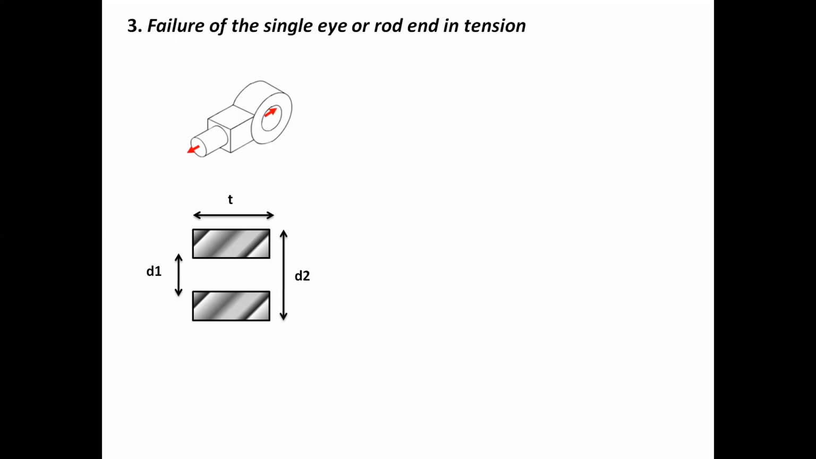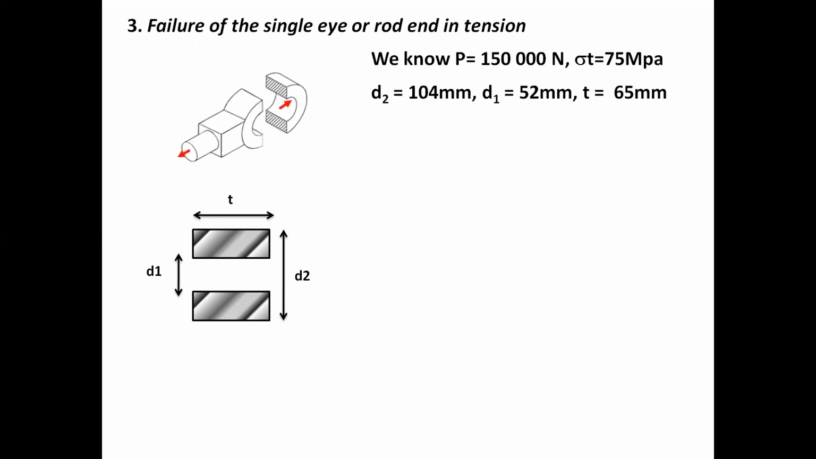The internal diameter, which is the pin diameter, we already know as D1, the outer diameter D2, and the thickness of single eye is T. We take these three dimensions, and we also know what is given. The load is 150 kilonewton, the tensile stress is 75 megapascal. From the standard relationships, we also know D2 is equal to 104 mm, D1 is equal to 52 mm, and thickness is 65 mm.